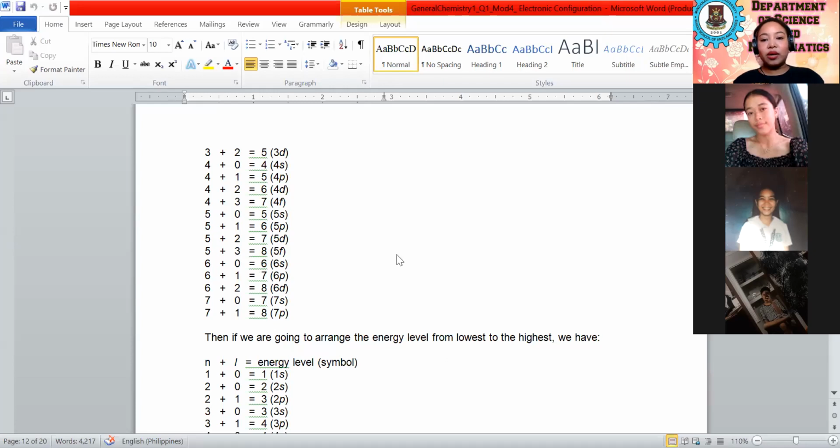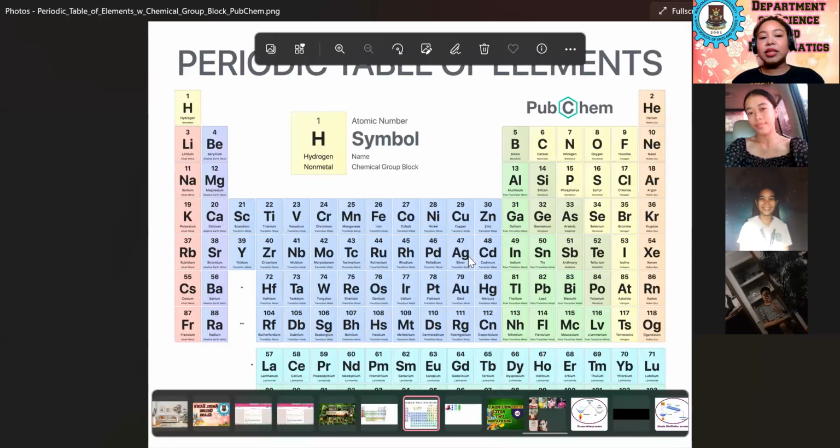Why only 3 left? If we go back to our periodic table, these are the designated blocks. These two columns here are for S. These two columns here are also for P. These 10 columns in the center are for D. And these two rows at the bottom are for F.